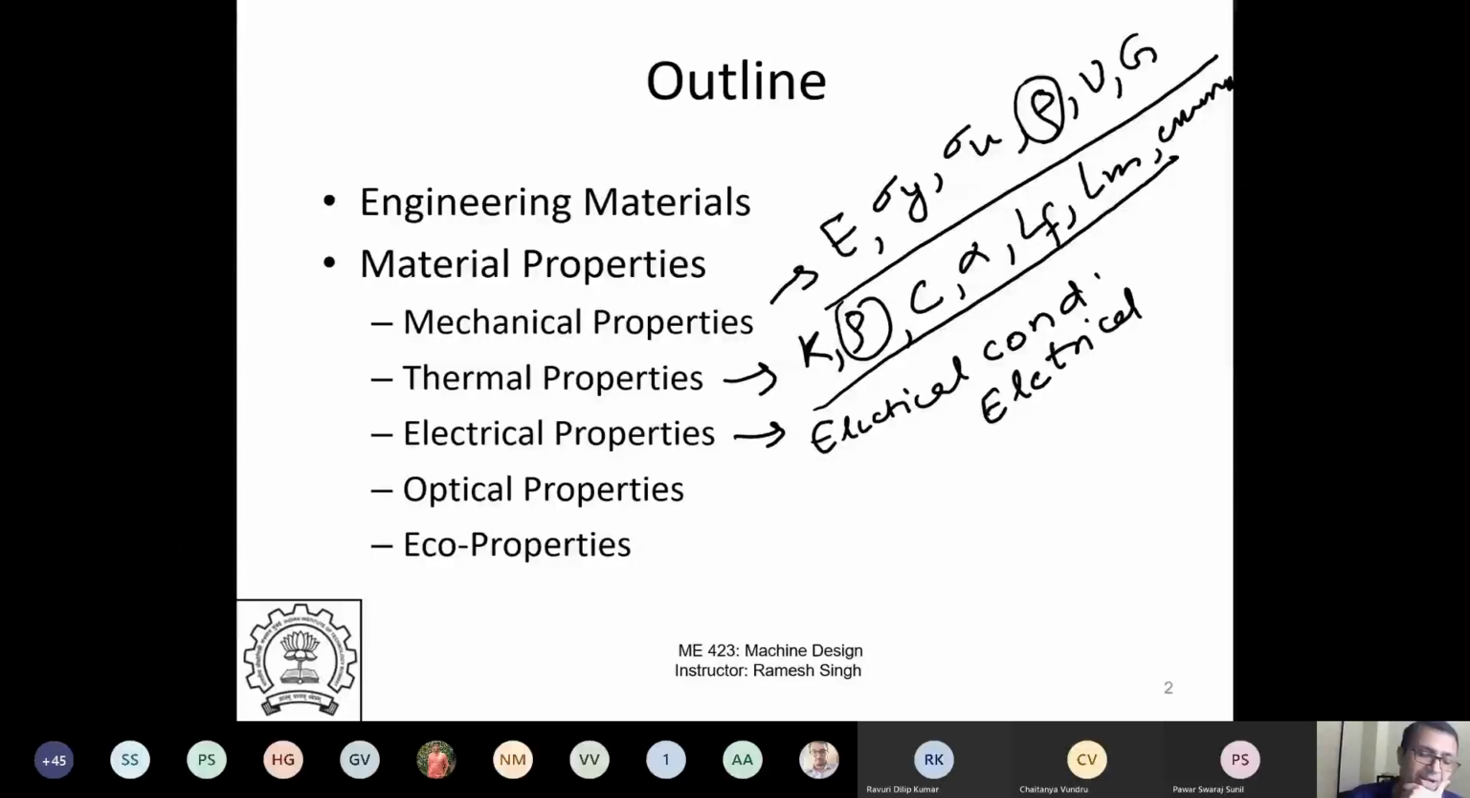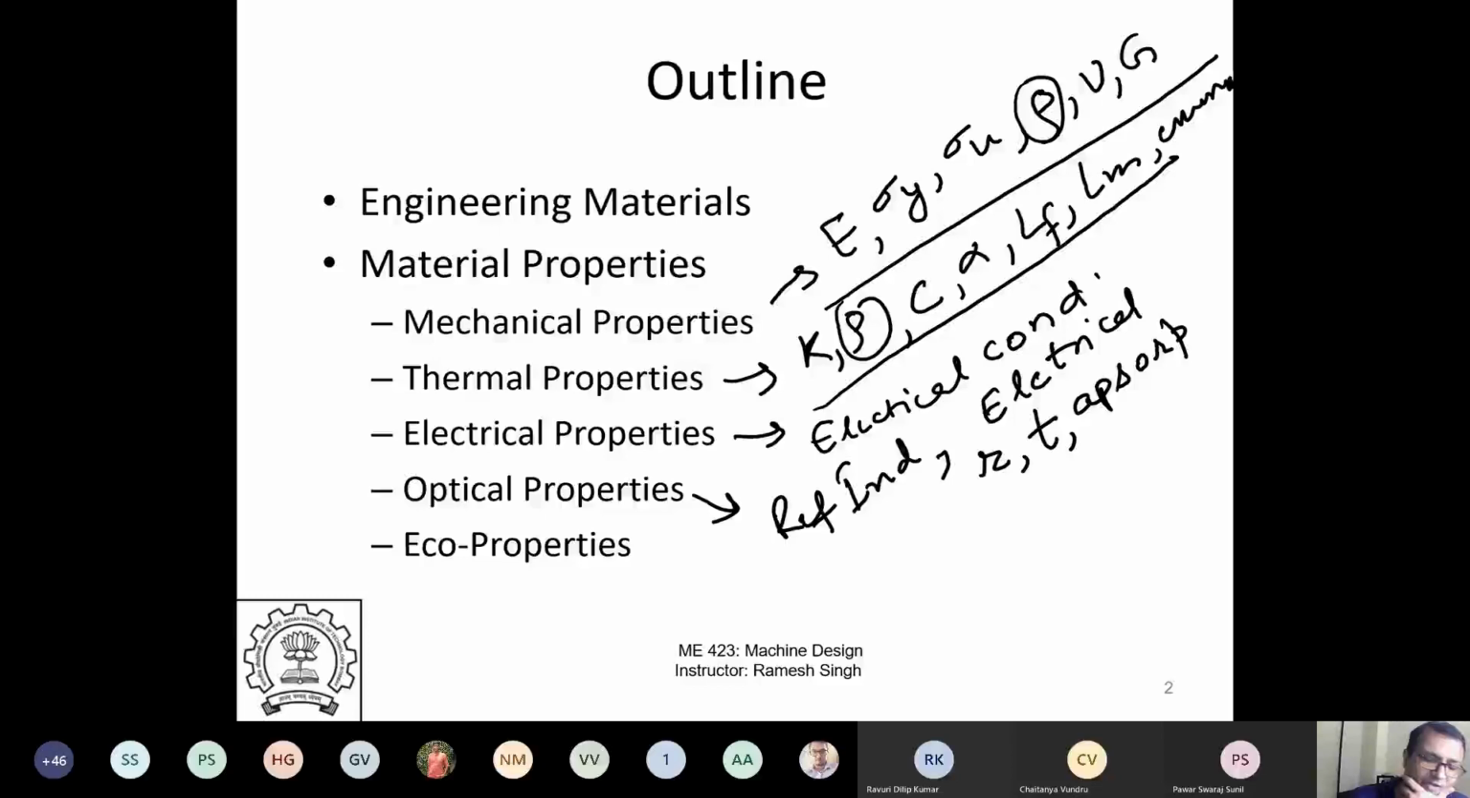Then there will be optical properties. Optical properties can be refractive index. What else? Then it can be reflectivity, transmittivity, and absorptivity of the material. So these can be optical properties.